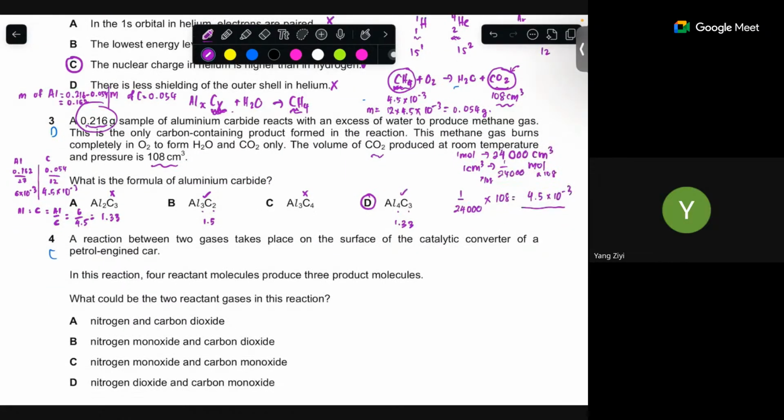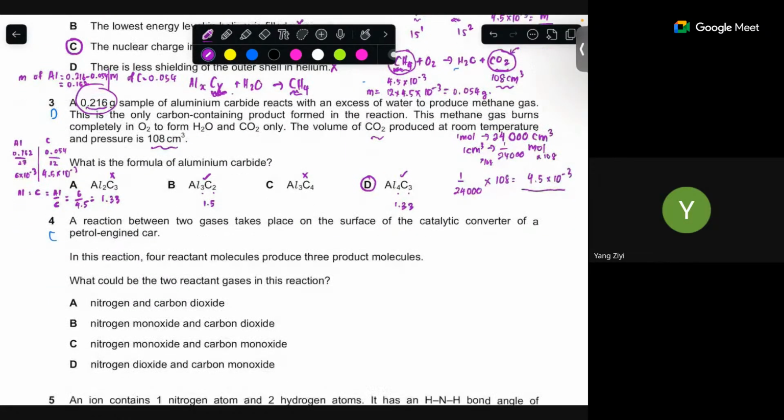Thank you, Z. Yeah. So a reaction between two gases takes place on the surface of the catalytic converter of a petrol engine car. In this reaction, 4 reactant molecules produce 3 product molecules. What could be the 2 reactant gases in this reaction? So, 2 gases on the surface of the catalytic converter.